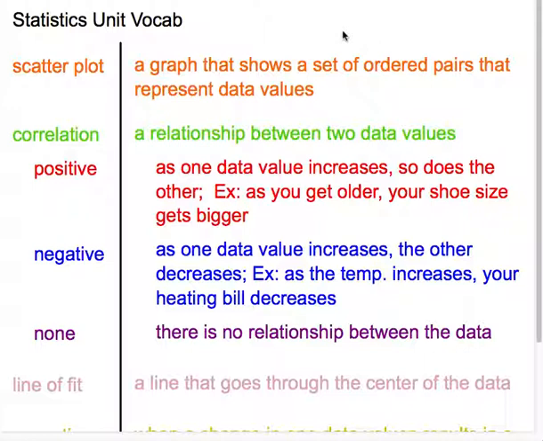So for example, as you get older, your shoe size gets bigger up to a certain point, obviously. If the data has a negative correlation, one value increases while the other decreases. So be careful that you don't confuse that with both data values decreasing. That's actually a positive correlation. So an example of negative correlation would be as the temperature outside increases, your heating bill decreases. If there's no correlation, there just is no relationship between the data.